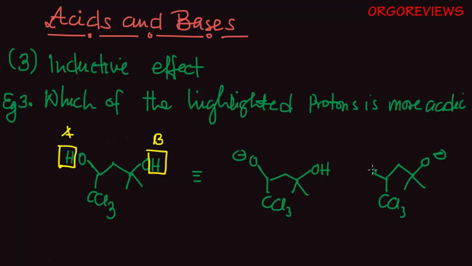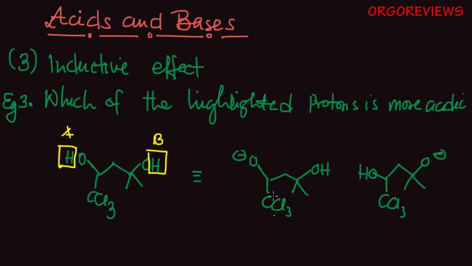Trichloromethyl group with an OH group. So in this case, the only difference is the fact that the trichloromethyl group is closest to this oxygen A as compared to the oxygen B. So let's see how things go. In either case, the negative charge is residing on oxygen and there's no resonance. The only factor to look out for would therefore be inductive effect.